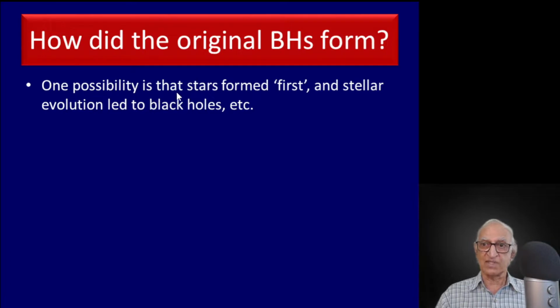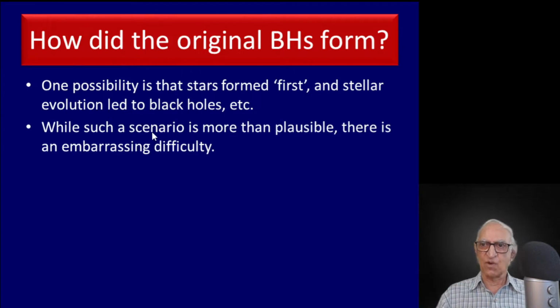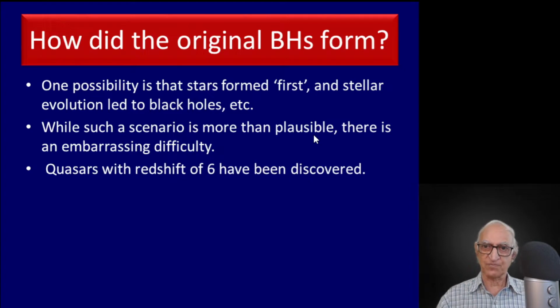Now, one possibility is that stars formed first, and then stellar evolution led to black holes, and those black holes merged with other black holes, formed the first supermassive black hole in the center of a particular galaxy. But there is a problem with that. While such a scenario is more than plausible and suggested long time ago, there is an embarrassing difficulty. Now, with the Hubble Space Telescope, we have been able to see galaxies farther and farther away. That means formed at earlier and earlier times, at larger and larger redshifts.